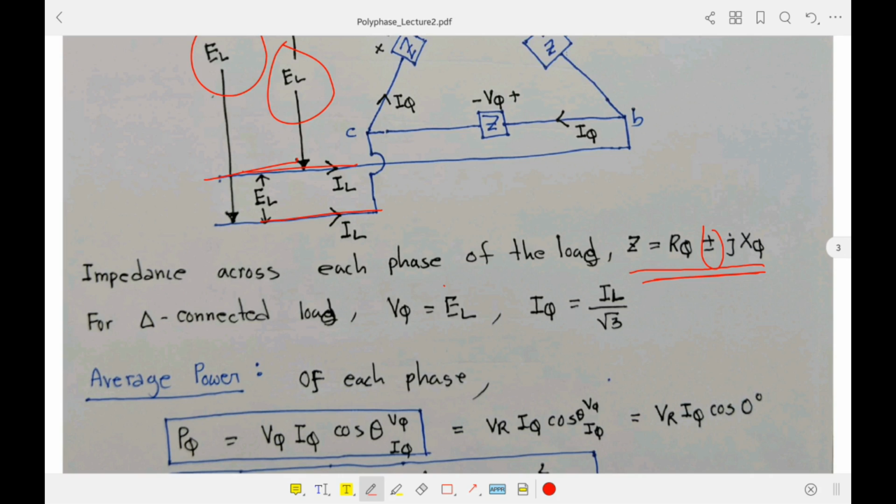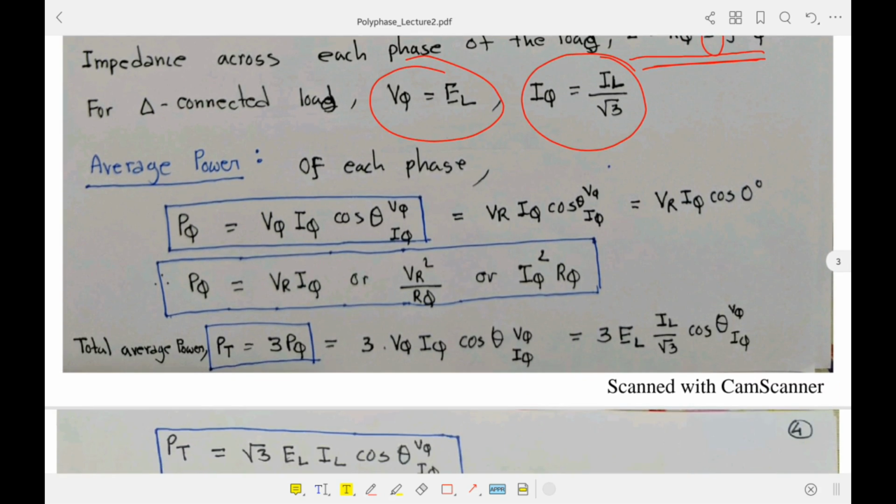And we know for delta connection load our phase voltage and line voltage both are equal, that means V phi equal to EL, but the phase current and line current are not equal, and we know that the phase current is line current over √3. So the expressions are similar to our previous connection.